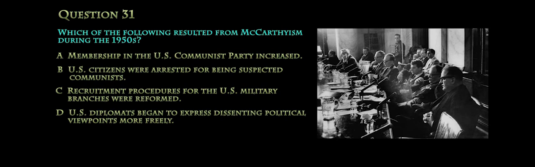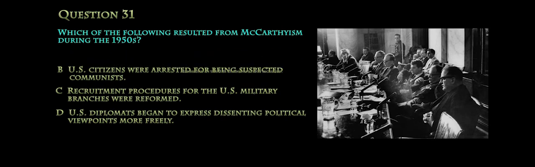Question 31. McCarthyism in the 1950s is the issue here. What was the primary result? A. Did it cause Communist Party membership to increase? No, it probably had the opposite effect by arresting communists. B. Were U.S. citizens arrested for being communists? Yes, that was the primary result.